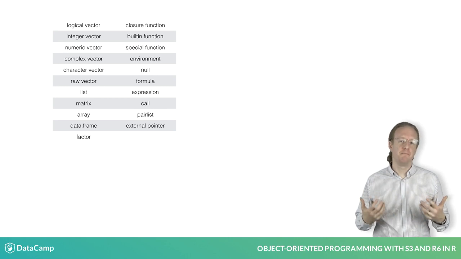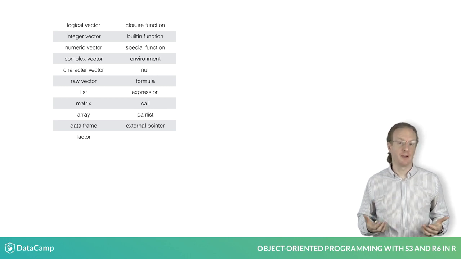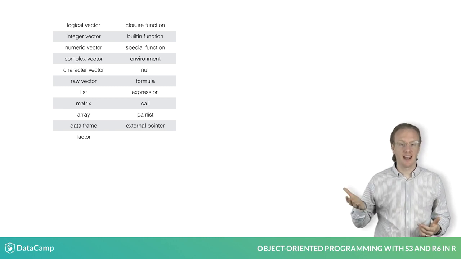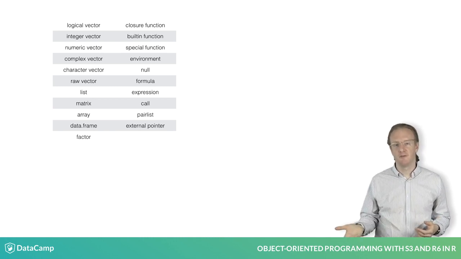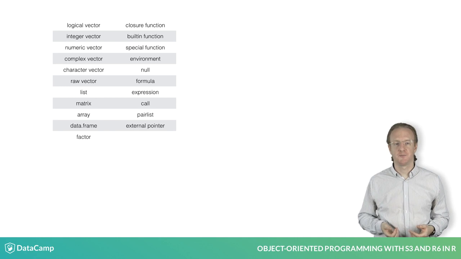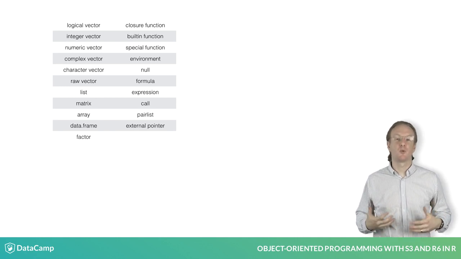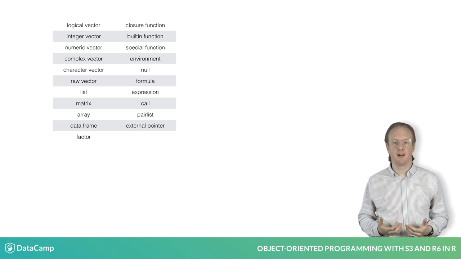You've already come across many of the object types that are available in R. For example, you've seen numeric, logical, and character vectors, as well as factors, data frames, and lists. In total, there are about 20 types of objects available in R. The exact number depends on how you count them. These are all the basic building blocks that you need for data analysis.